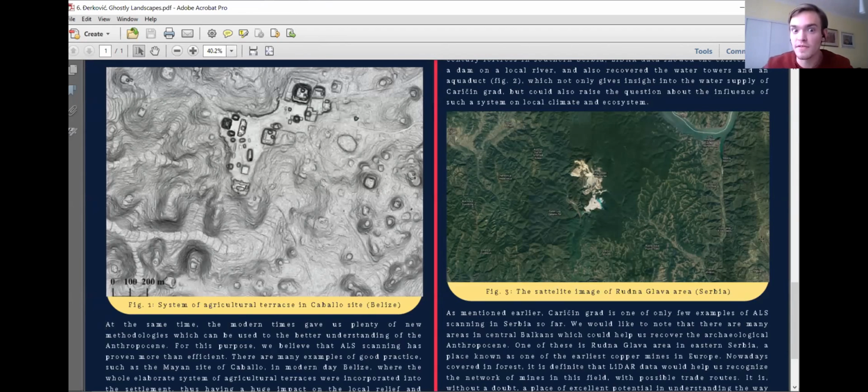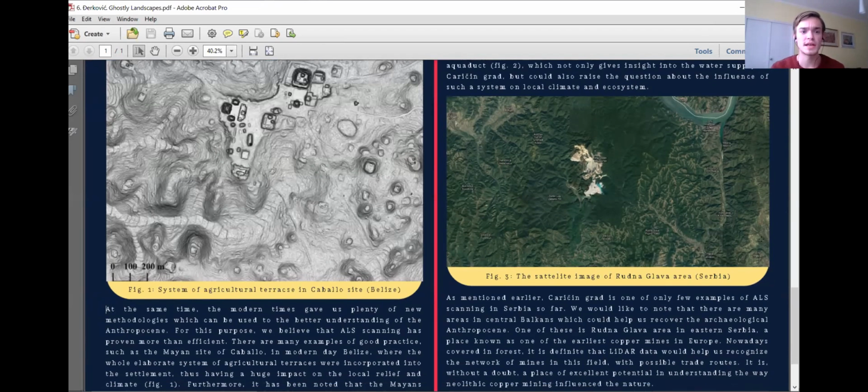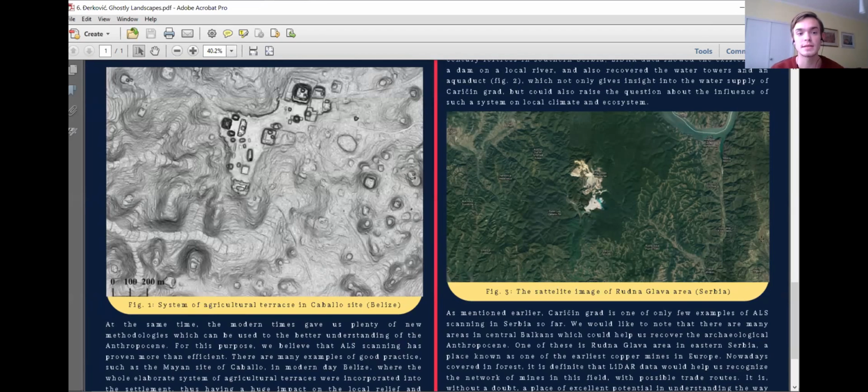Now, there are plenty of examples of good practice using LiDAR to trace the early Anthropocene. By far, the most commonly known ones would be in modern day South America and Central America. We chose to show you an example of the Caracol site in modern day Belize, which has revealed the whole city, the whole Mayan site. And what has been noted by archaeologists is that they recovered the whole system of agricultural terraces, which you can see to your left.